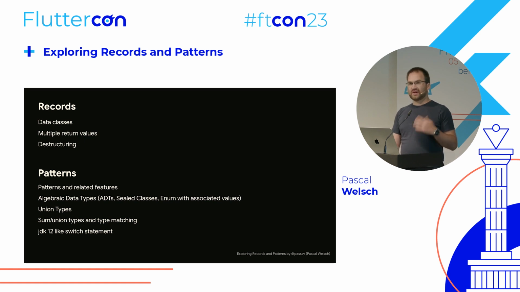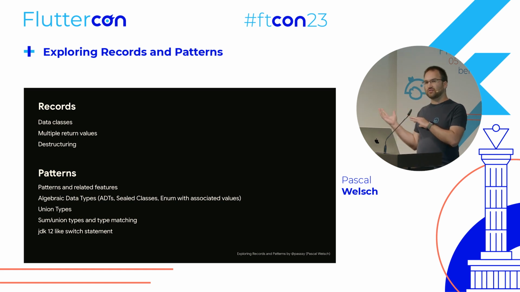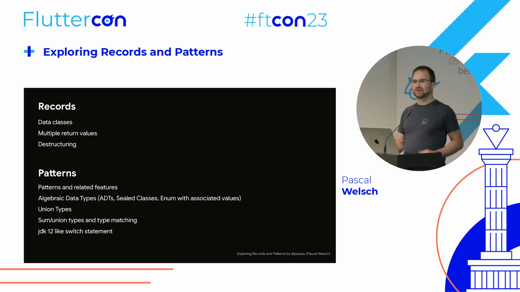Pattern matching, on the other hand, is a bit broader. It's mostly about algebraic data types, sealed classes, union types, sum types. These issues are not entirely solved, but the Dart team tries to solve like 90% of them. Also, there are the new switch statements. This was also quite a recent issue in this repository, because JDK 12 is not that old, and we get this as well. Let's jump right into records, and then we proceed until we end up at patterns.